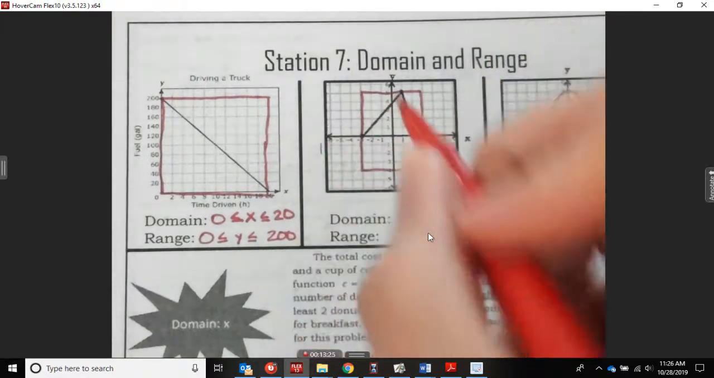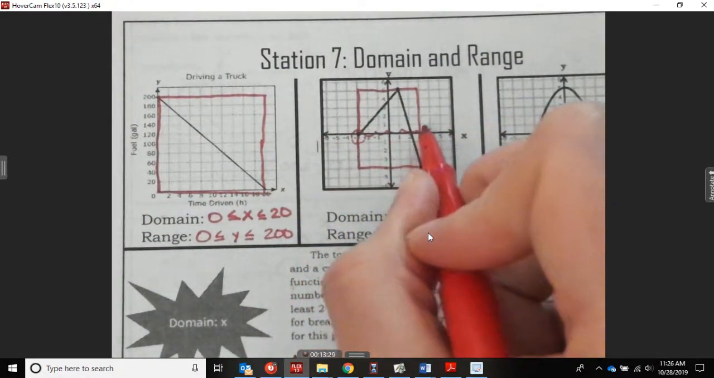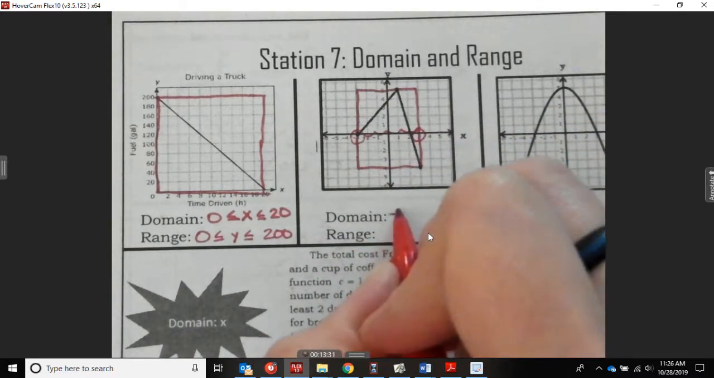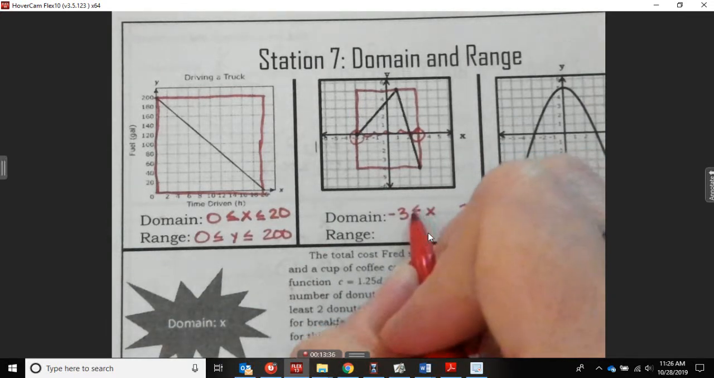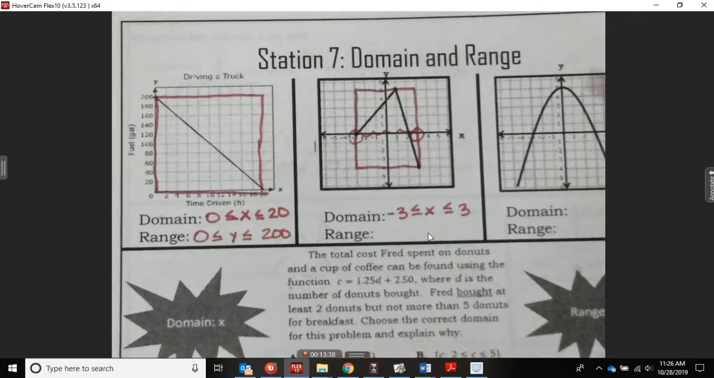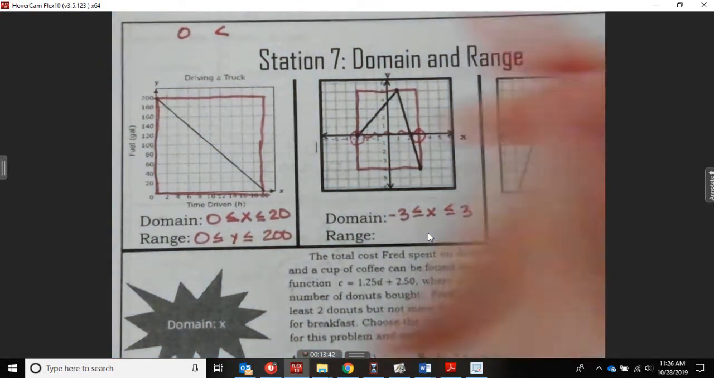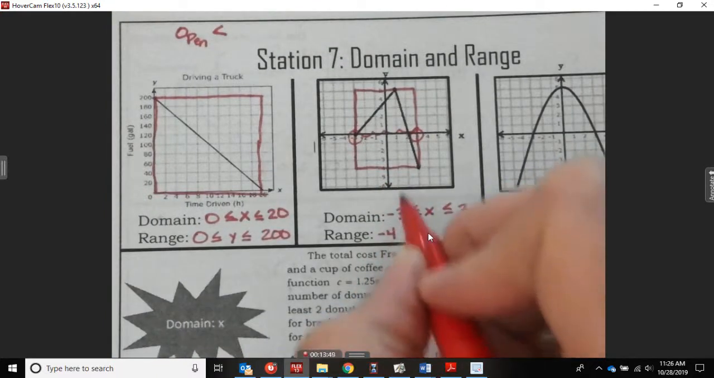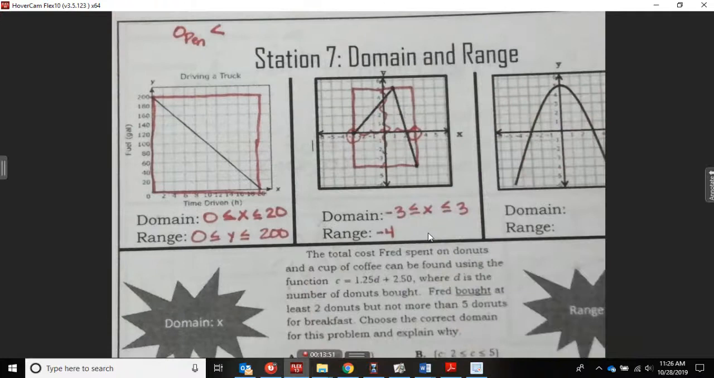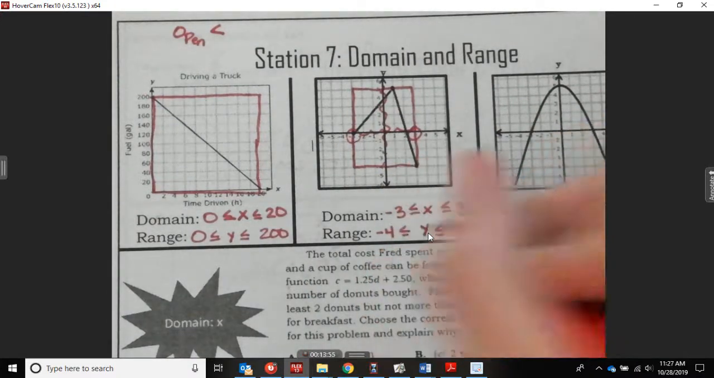Okay, domain is x, and my x's go from negative 3 over to positive 3. Again, they're all closed circles, so that's the equal to. If it was an open circle, you would just use that symbol. Okay, so open, less than. My range is from bottom to top. I go down here at negative 4 all the way up to positive 5. That's my y value.